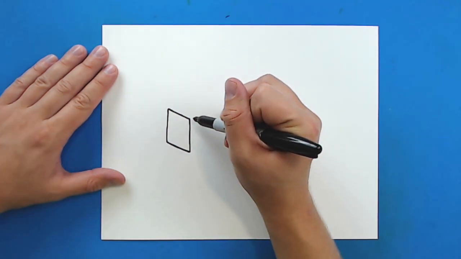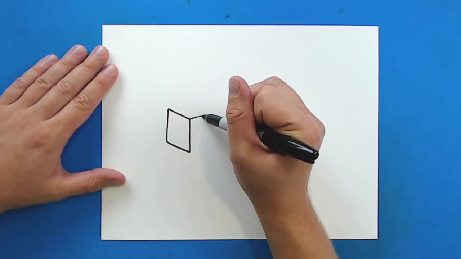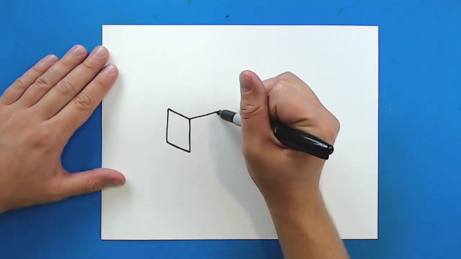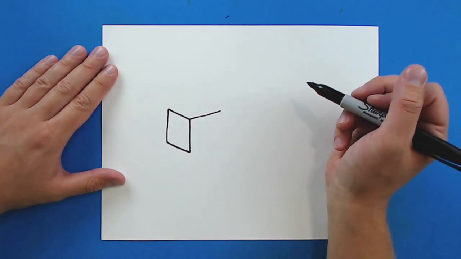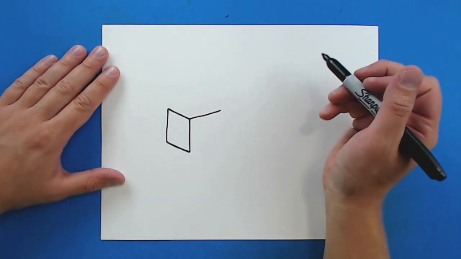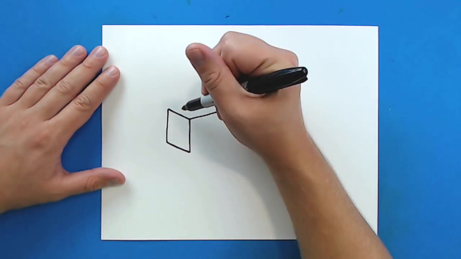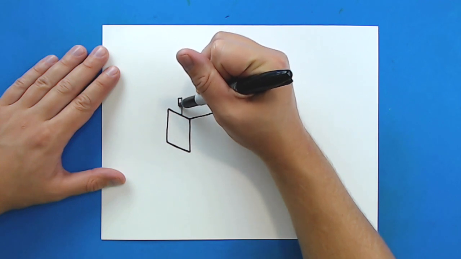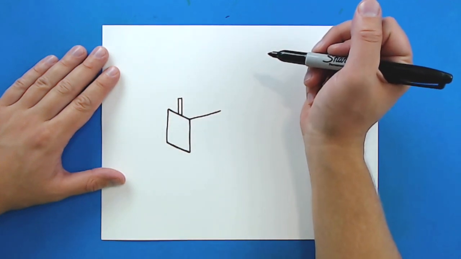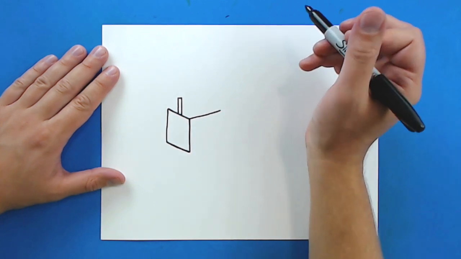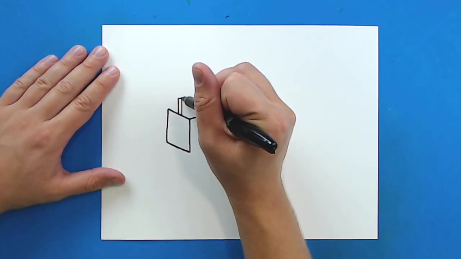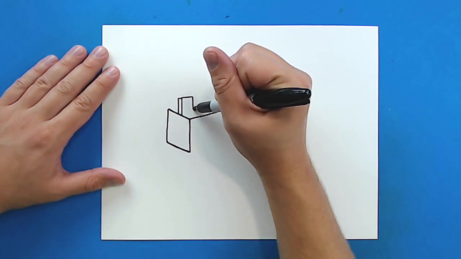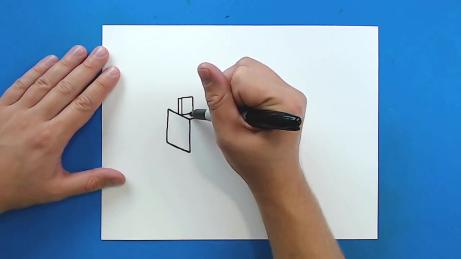Now right here I'm going to draw a line that's going to go up a little bit at a diagonal, and I'll make it a little bit longer. Now starting right here I'm going to draw a line that goes up, over, and then down to make a really skinny rectangle. Then I'm going to draw a line that goes across a little bit and then goes down and over.